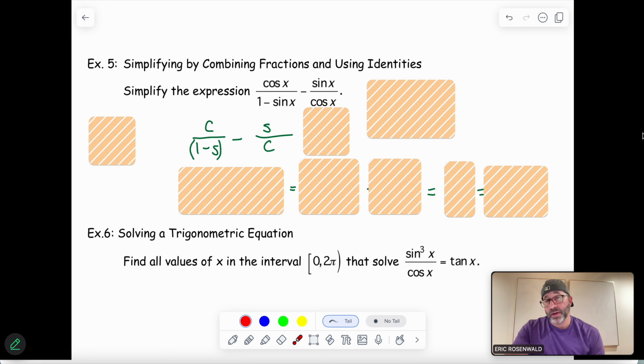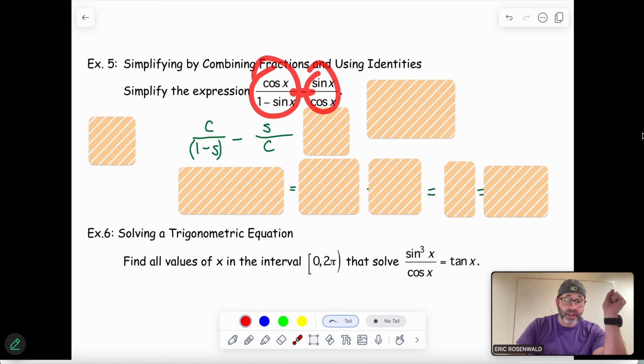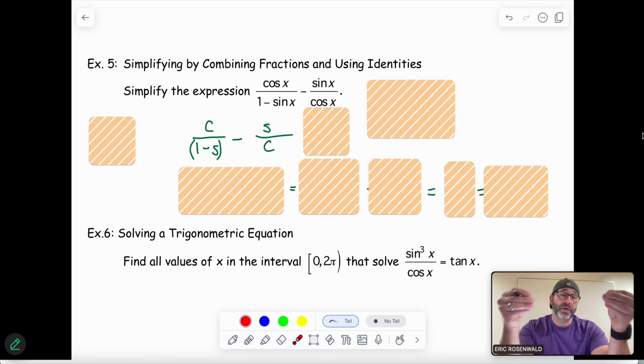So I took c over 1 minus s, and then I did minus s over c. And when we're doing these kinds of problems, when you see fractions where there are 2 different parts, a part here and a part here with subtraction in the middle, this is a binomial, and generally in simplified form, binomials are put together to be a monomial, so there's just one term. Well, how do I do this?